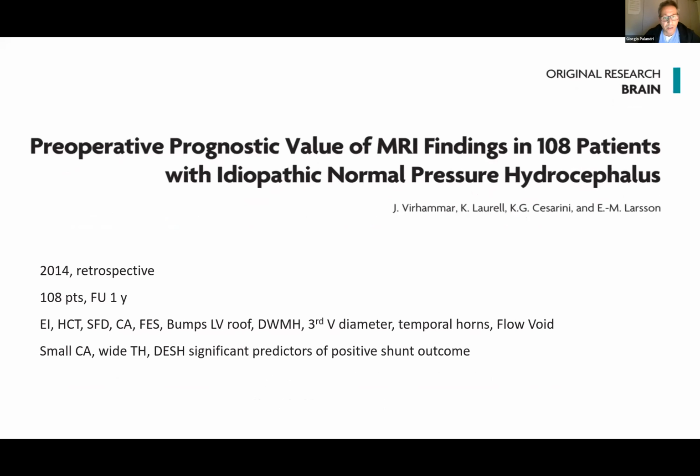Previously, in 2014, Virhammar had already published a similar study in which the importance of DESH was underlined. However, we must say that the enrollment criteria and the statistical analysis performed are different in these two studies, even though they look quite similar.